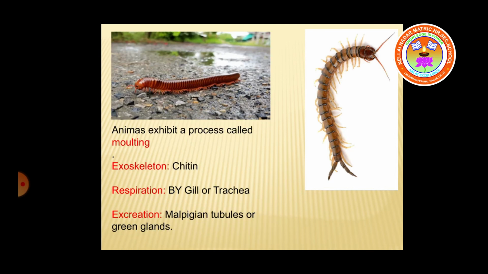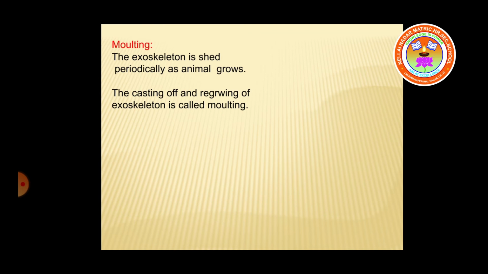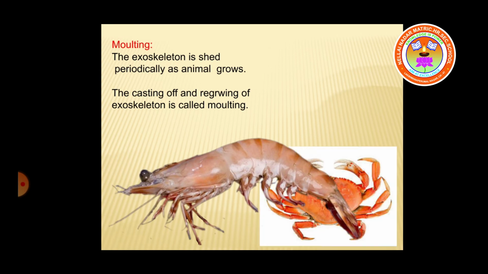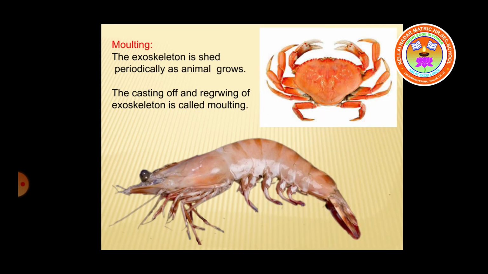Their body is covered by hard exoskeleton made of chitin. They respire through gills or trachea. The Malpighian tubules or green glands are used for excretion. They function like a kidney. Molting is a process of removal of old exoskeleton by new exoskeleton. That is, the exoskeleton is shed off periodically as the animal grows.